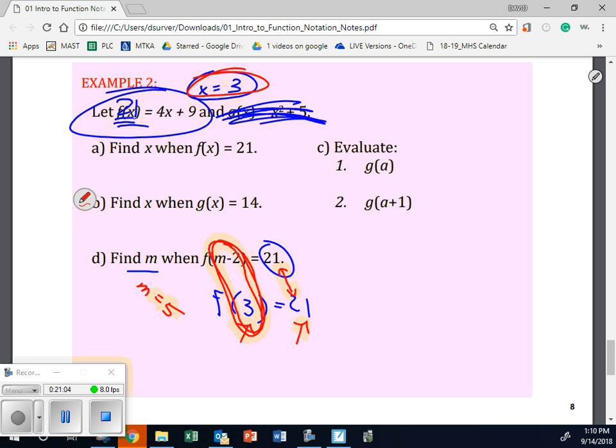I'm going to give you another one. Let's say I figured out that f of 5 was 10. And then they're giving me f of y minus 12 is equal to 10. Well, logically, if this is equal to that, then that must be equal to that. And what would y have to be? 17. So that 17 minus 12 would equal 5.